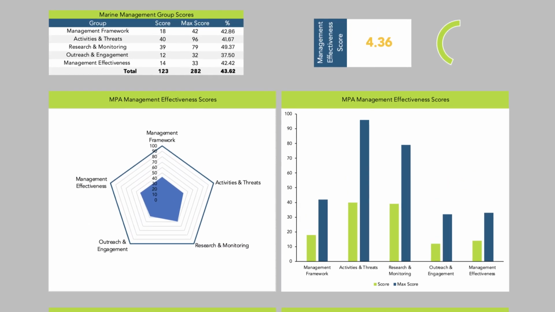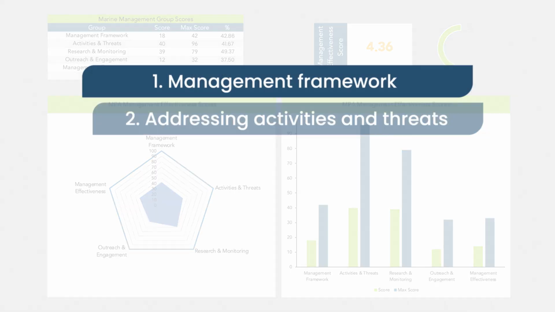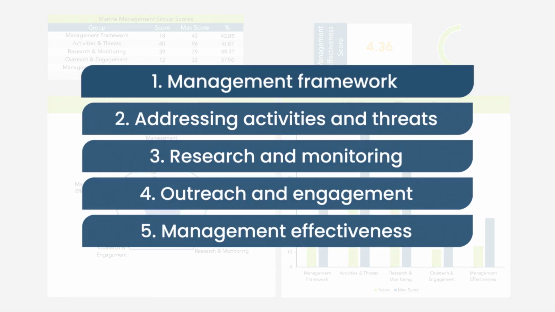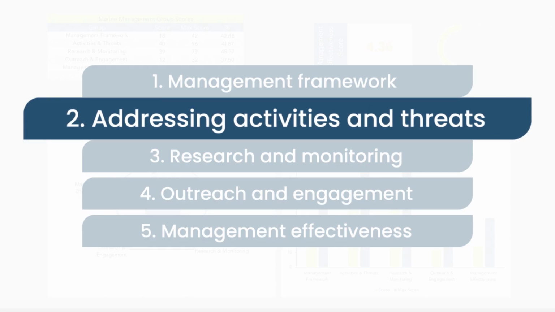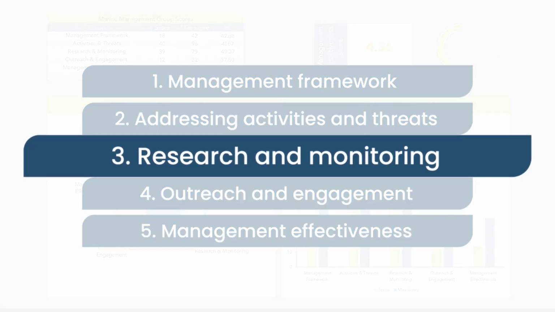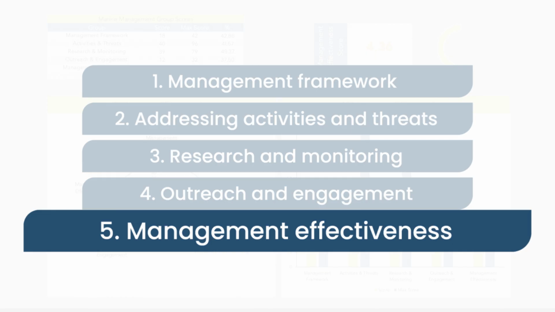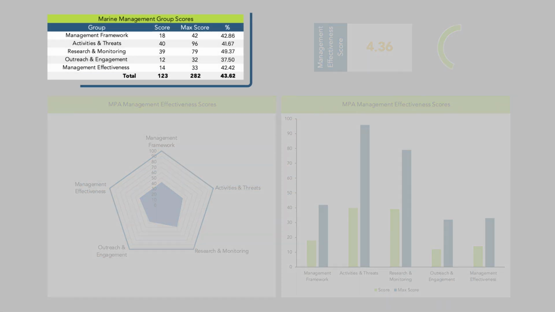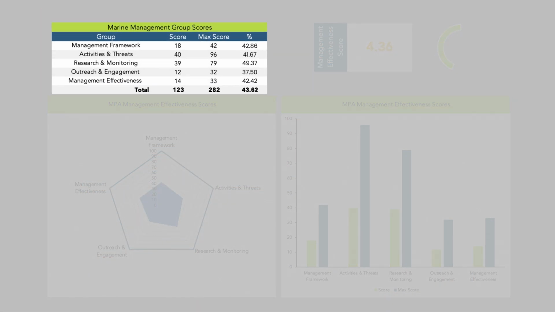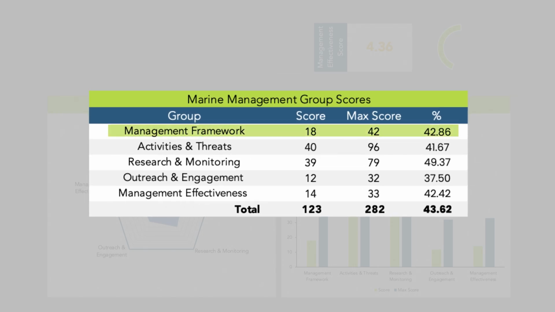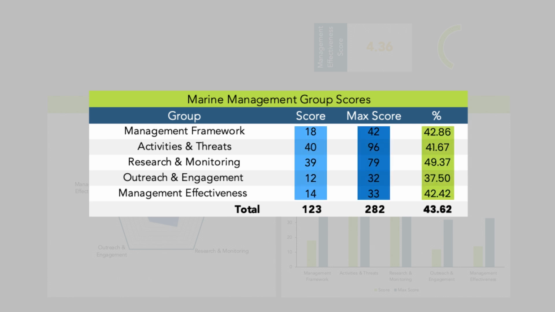Here is an example dashboard displaying results from the 5 core themes: management framework, addressing activities and threats, research and monitoring, outreach and engagement, management effectiveness. By looking at the Marine Management Group scores in the top left corner of the dashboard, you'll see your results from each of the 5 core themes as a percentage of the maximum score available.